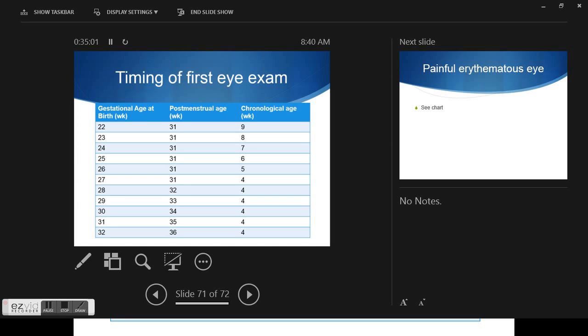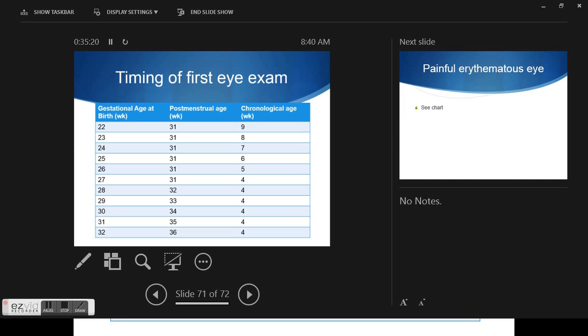an ophthalmologist. So just know that if you suspect a fracture, you want to immediately refer the patient. We went over stye and chalazion. Do you guys remember the difference? Okay, good.